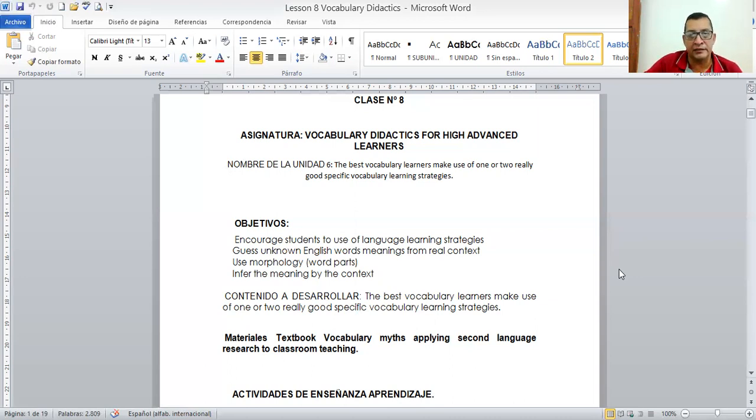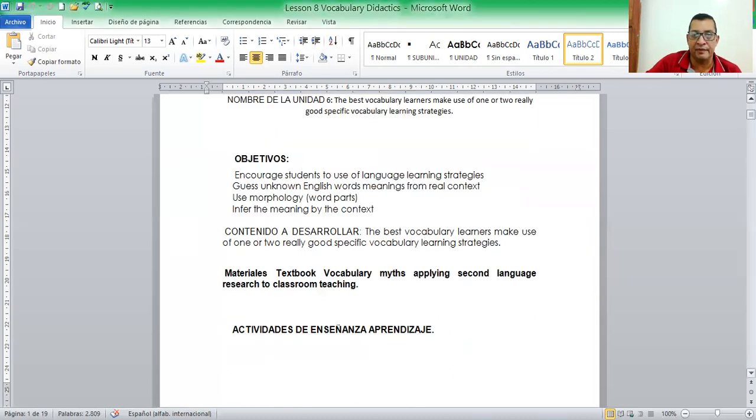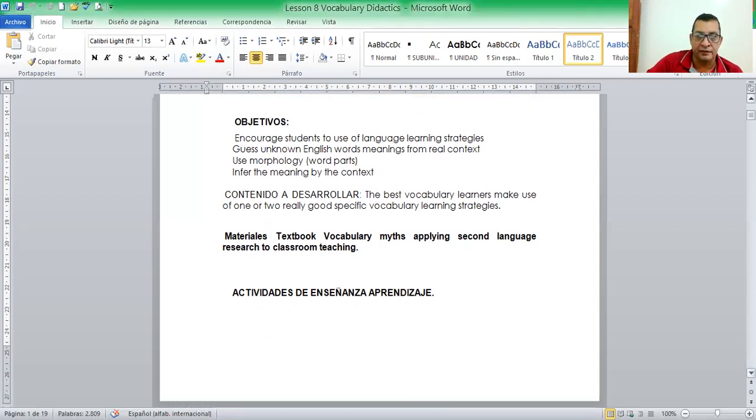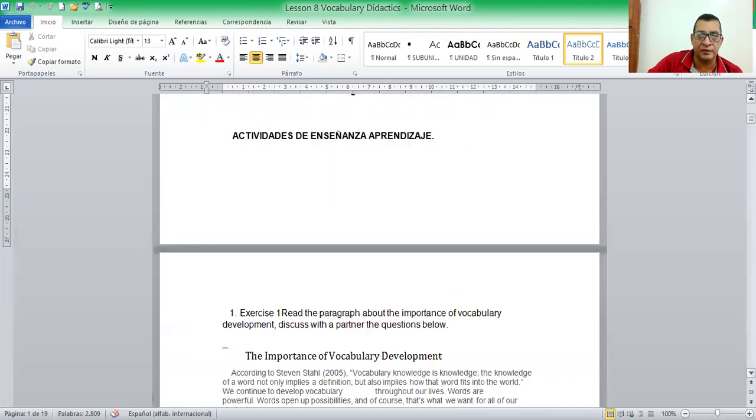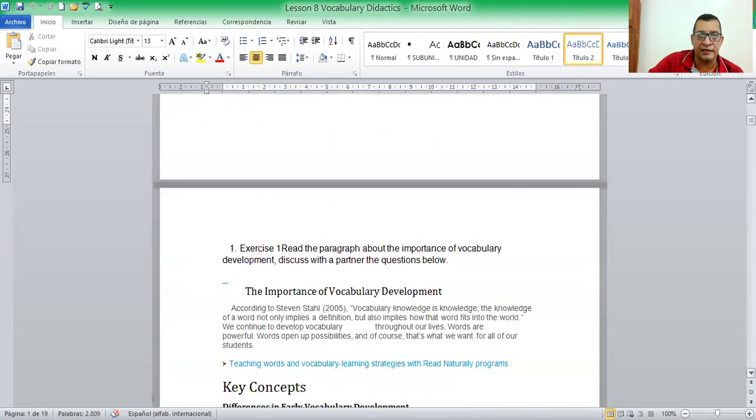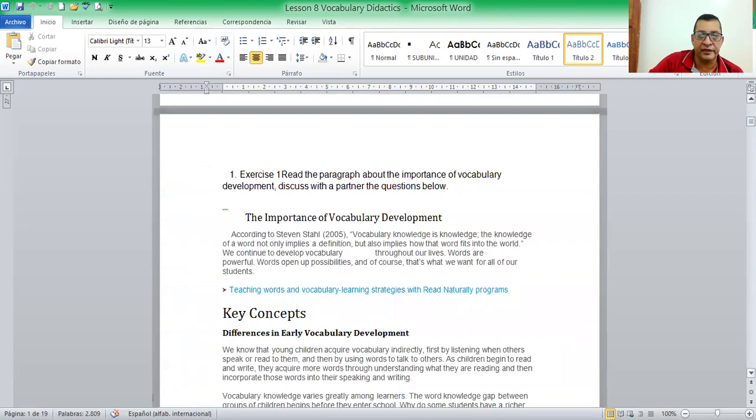learning strategies: guess unknown English word meanings from real context, use morphology and word parts, and infer the meaning by the context. The materials we are going to use is the textbook Vocabulary Myths: Applying Second Language Research to Classroom Teaching. Okay, the activity planned for all of you is an exercise that you have to read.